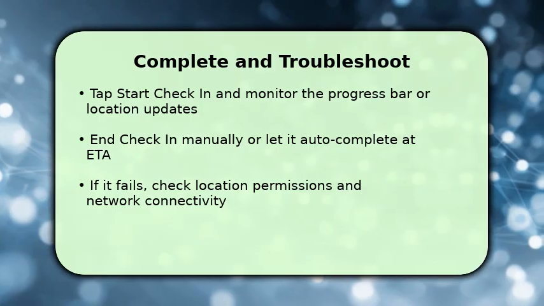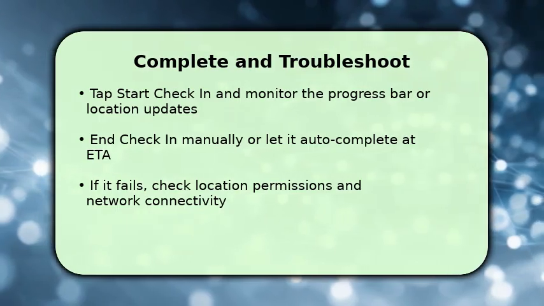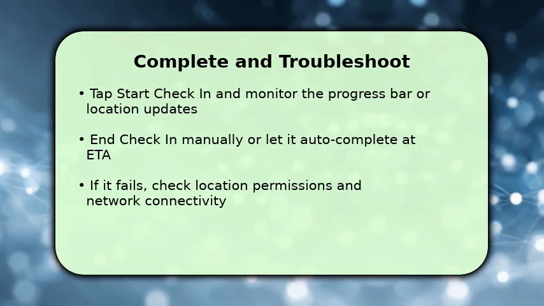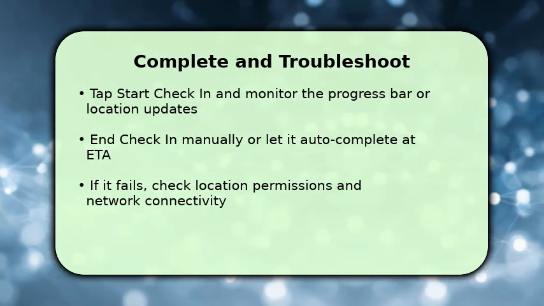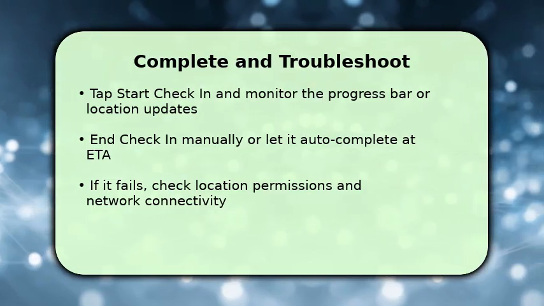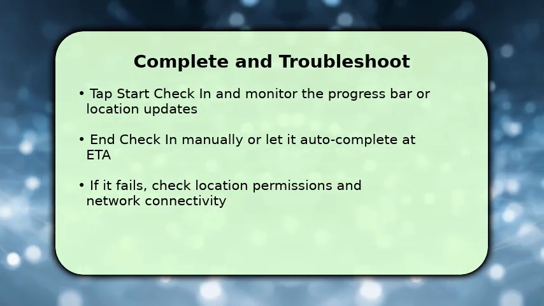If something goes wrong, first verify messages has location permission and background app refresh is enabled. Also make sure cellular or Wi-Fi is active because lost connectivity is the most common issue and prevents automatic updates or alerts from sending.